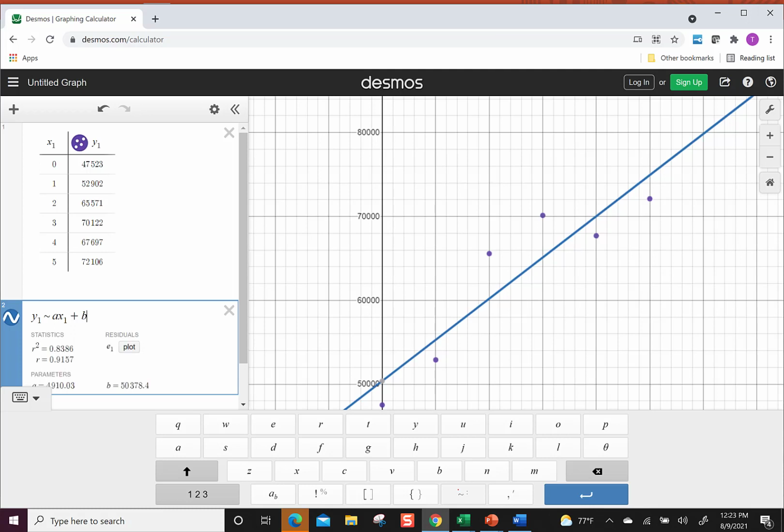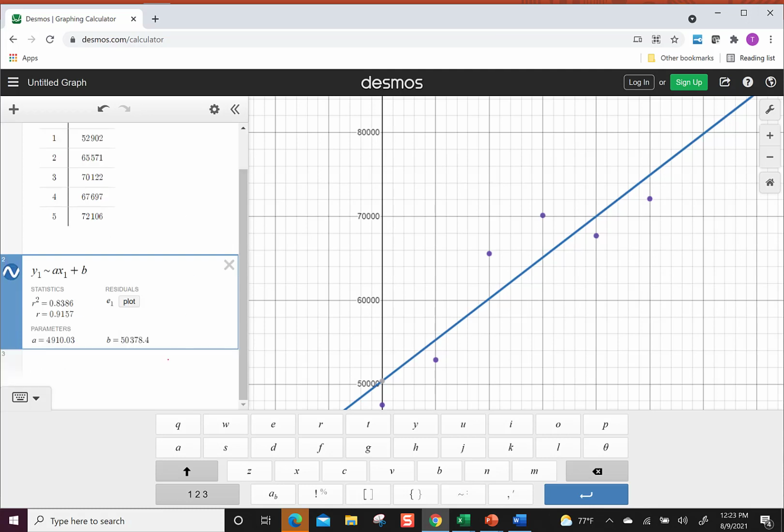Okay. This time you can see A is 4,910.03. And B is 5,378.4. The R is not as close to 1 as it was last time, and you can see the points are a little bit off the line. So we have an R of 0.9157. It's still a good correlation, it's just not as strong as the last one.